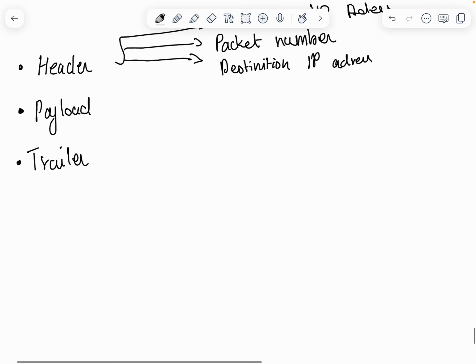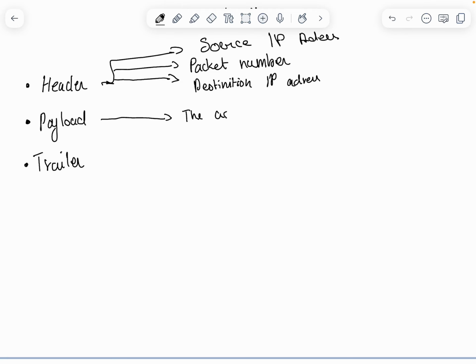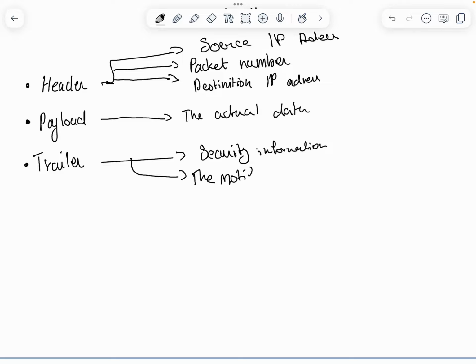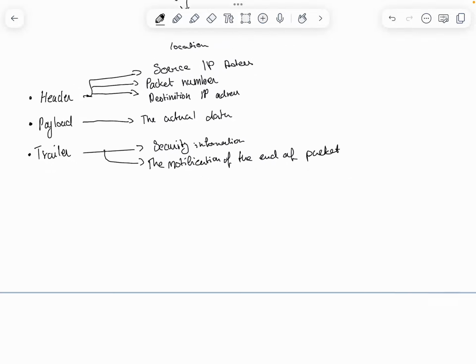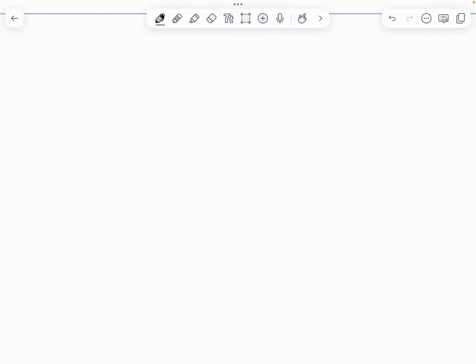Furthermore, the payload, on the other hand, will hold the actual data, while the trailer, it's not really useful, but it will hold things like, in some cases, security information, and the notification of the end of packet. So these are our three components of a packet.